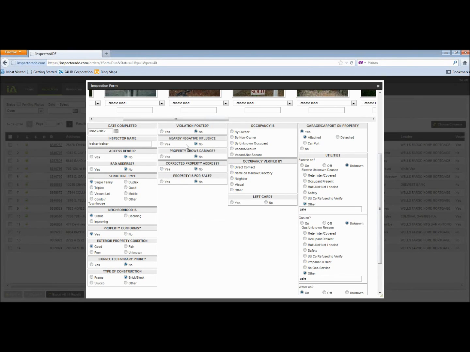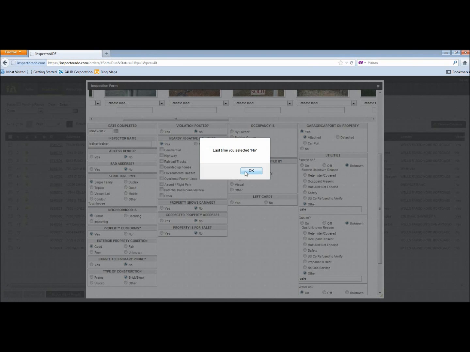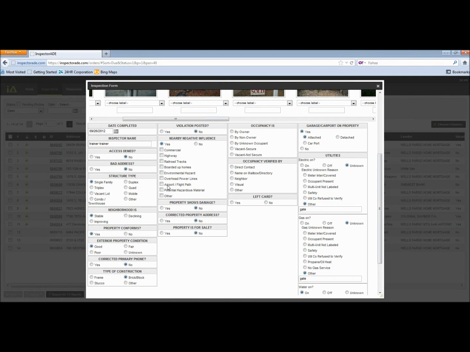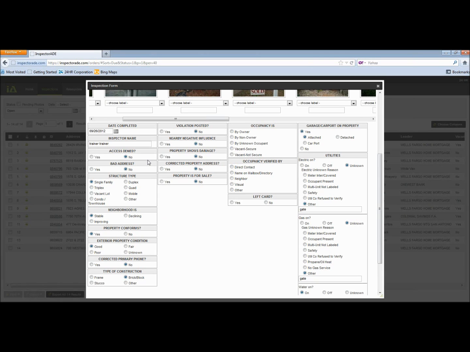Nearby negative influence. This question just talks about what's around the house, if there's anything that's a negative influence on the house or the sale price of the house. We think they just use that for statistic numbers.